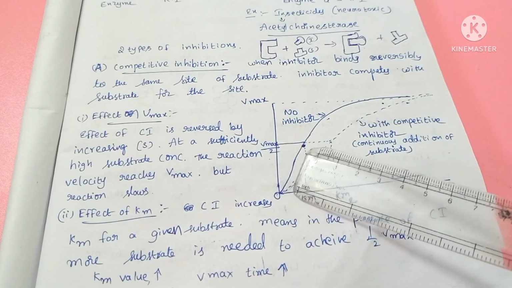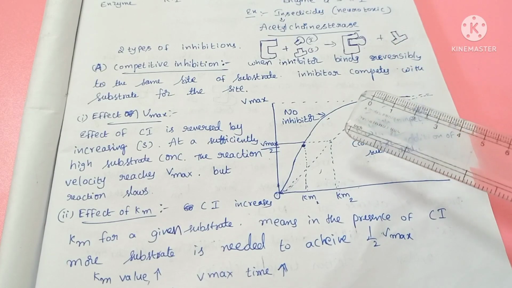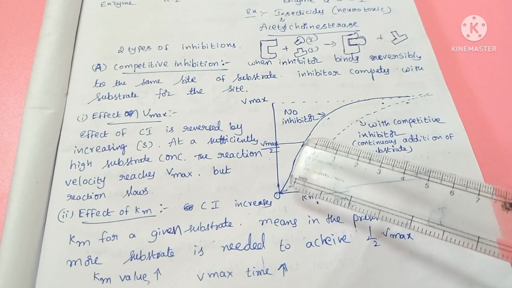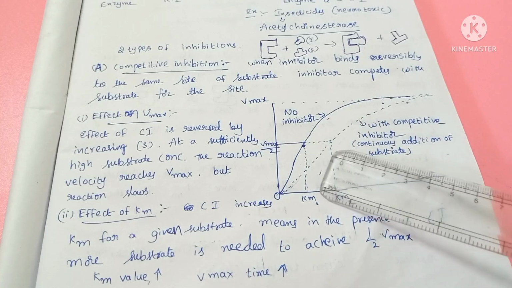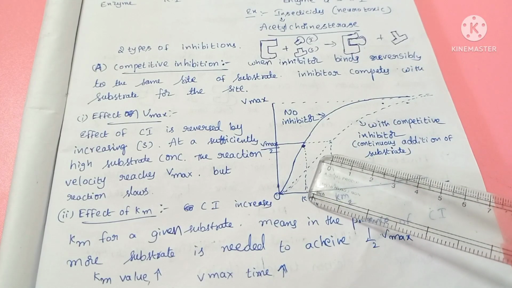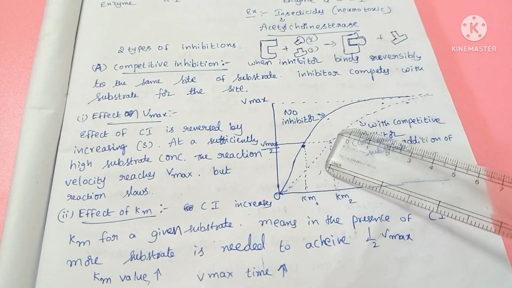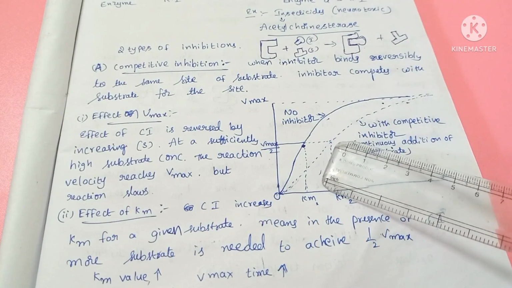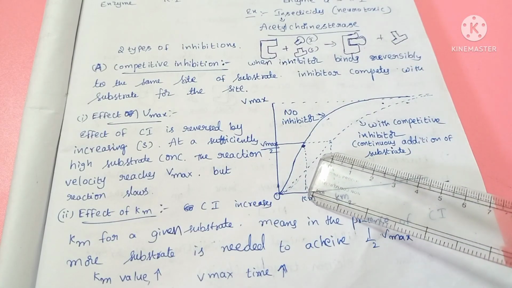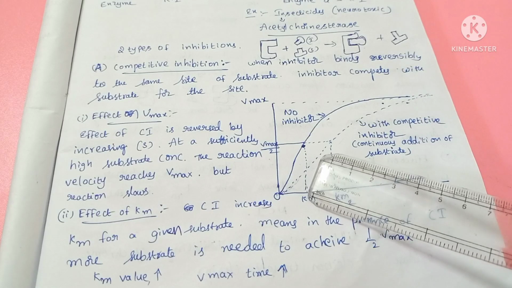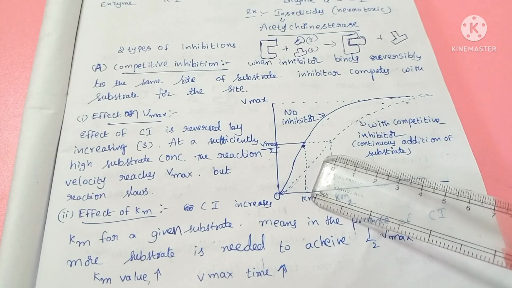The effect of the competitive inhibitor is reversed by increasing the substrate concentration. Here the substrate has to dominate the inhibitor's competition, then only the reaction will proceed. If we have not added extra substrate, the reaction will be stopped. To prevent that, in the presence of competitive inhibitor, more and more substrate is added. When the substrate concentration dominates the inhibitor's concentration, more substrates will bind to the enzyme active sites, which are not available for the inhibitors.